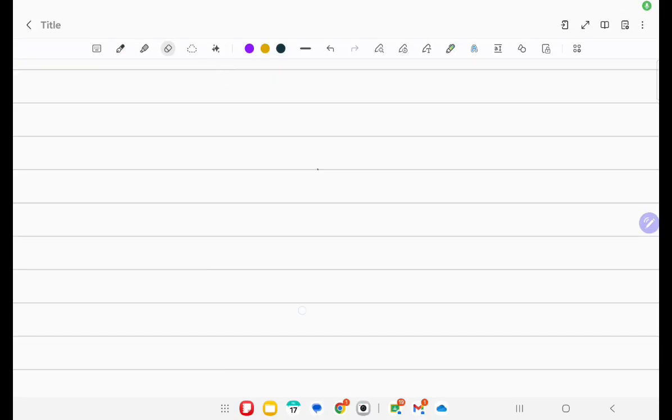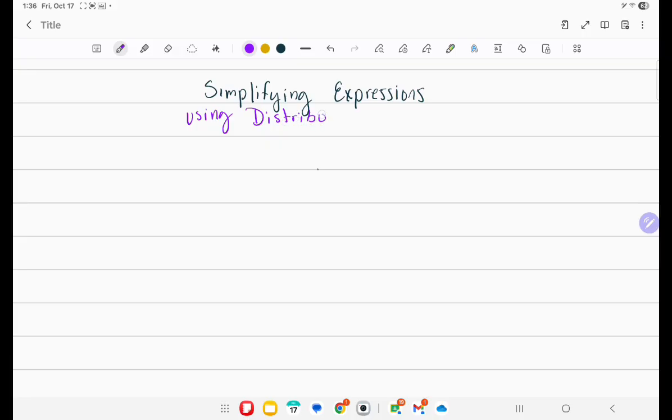The paper, we're still simplifying expressions. But now we're going to be using distributive property. All right, and we got one step to do.